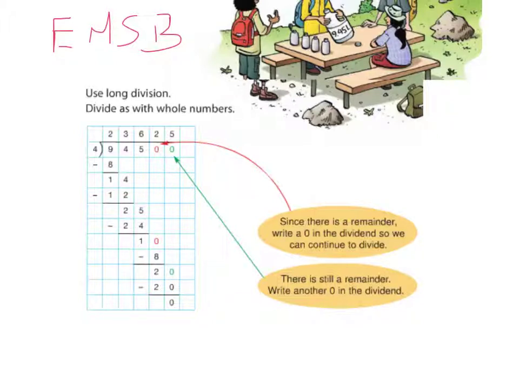How many groups of 4 can fit into 9? Well, 2 groups, so that is our estimate. 4 times 2 is 8. So now we need to subtract. 9 minus 8 is 1. Now we need to bring down the 4, so now we have 14. Well, 4 goes into 14. The closest we can get is 3. That's my estimate. 4 times 3 is 12. So I write my 12 there.